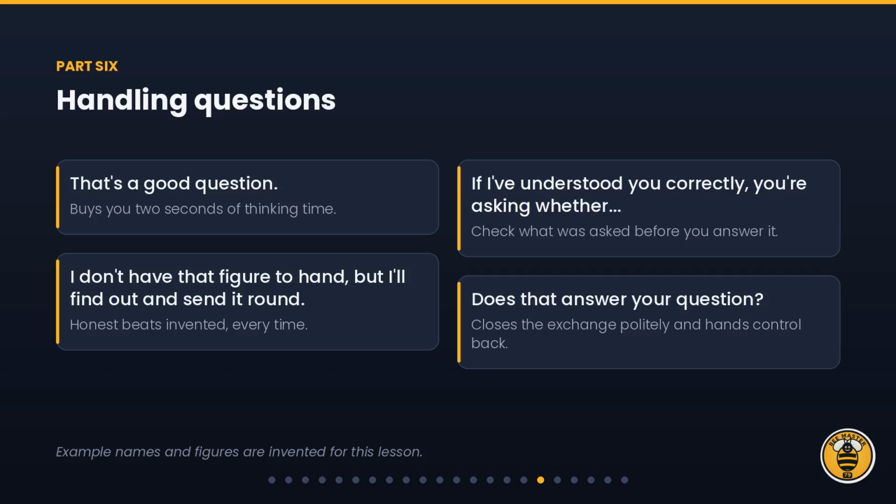Then comes the part people fear, the questions. That's a good question, buys you 2 seconds of thinking time. If I've understood you correctly, you're asking whether, checks what was actually asked. And when you don't know, say so. I don't have that figure to hand, but I'll find out and send it round. Honest beats invented every time. Then close it. Does that answer your question?